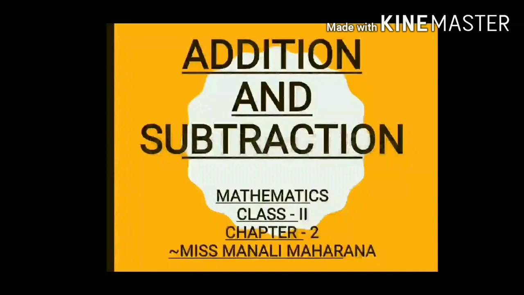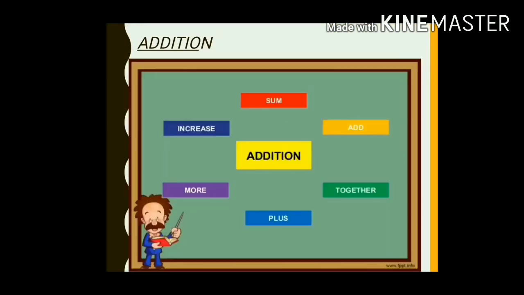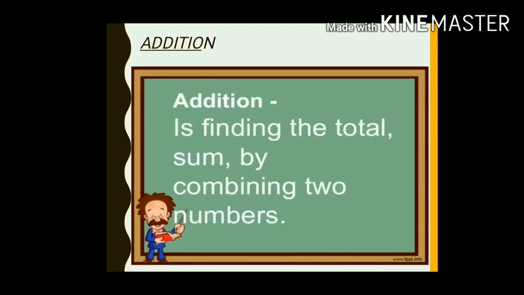So students, you have already learnt about addition and subtraction in your previous class, right? Let's just give a quick recap. The words that you can see on the picture here: sum, add, together, plus, more, and increase. All these words are related to addition, right? Addition is finding the total sum by combining two numbers.